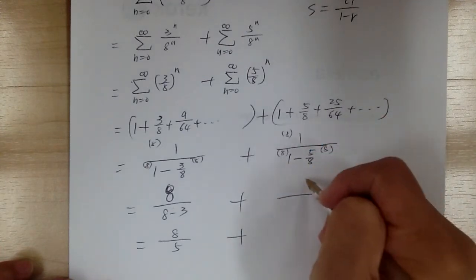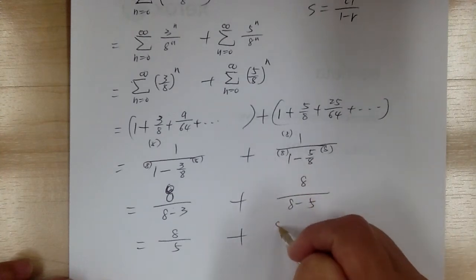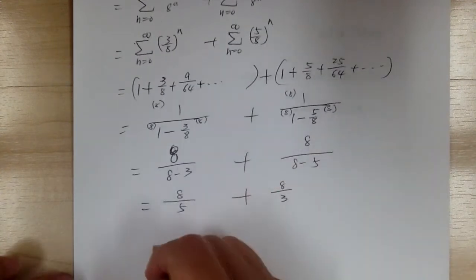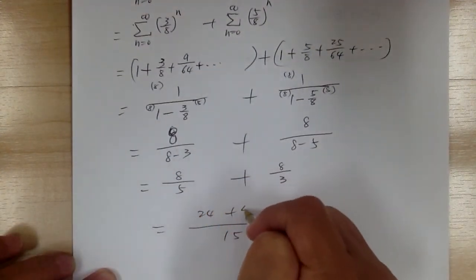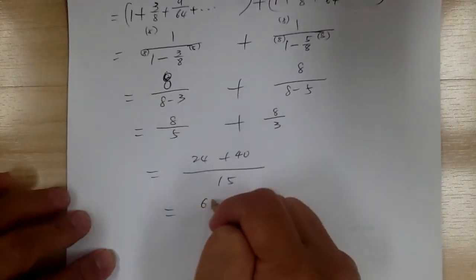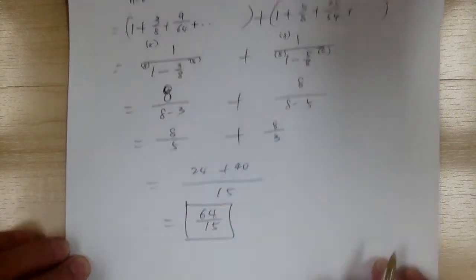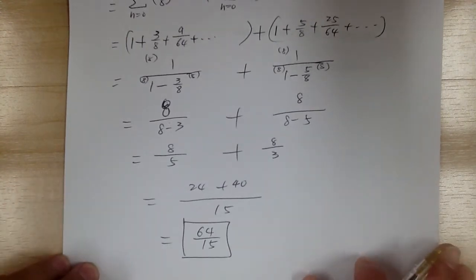So it would be 8 over 8 minus 5, so it would be 8 over 3. So when you add, you get a common denominator of 15, so it would be 24 plus 40. Okay. So this will give you 64 over 15. Okay, let's go to the next one.